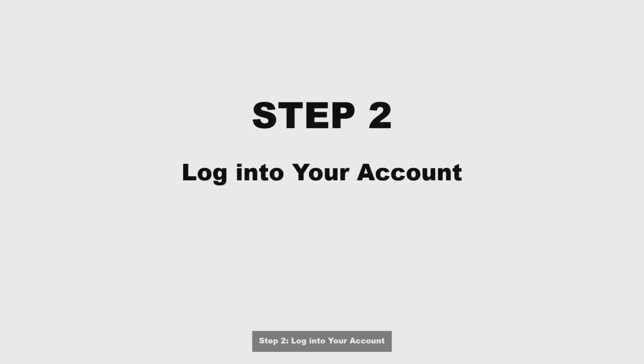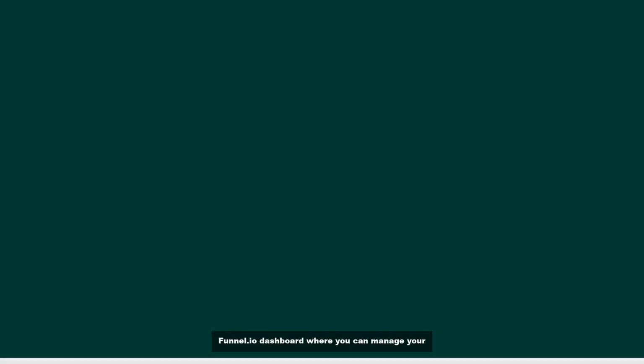Step 2. Log into your account. Once your account is activated, log in using your credentials. This will take you to your Funnel EO dashboard where you can manage your integrations.